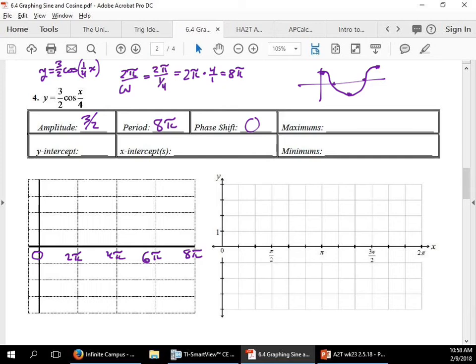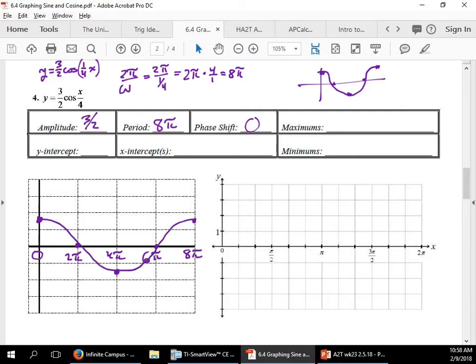Now I just have to use the pattern. We got 0. No, wait. It's a max first, right? Where's my max? It's 3 over 2, 1.5, right there. And then my midline, and my min is going to be at negative 1.5. And then I'm back to my midline, and then I'm at my max again at 1.5.